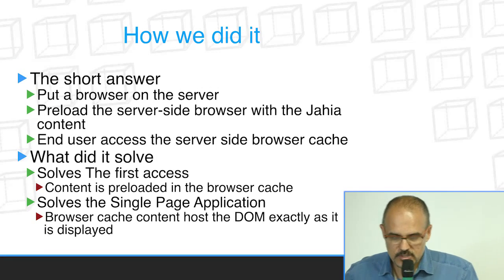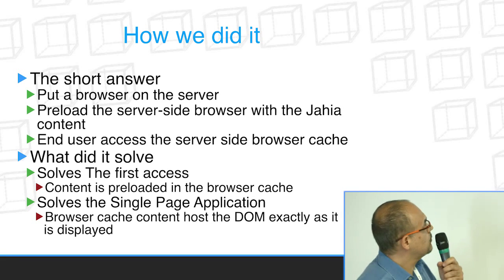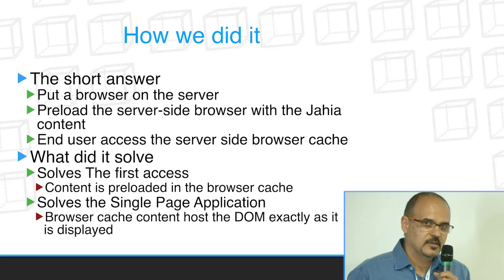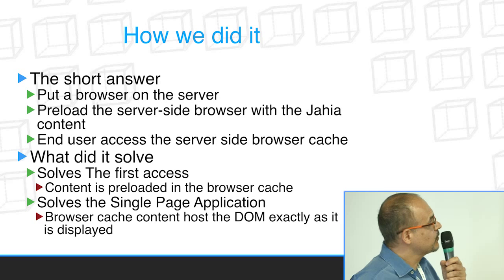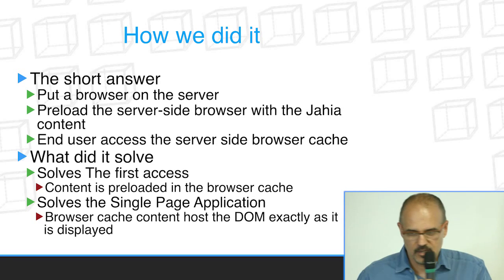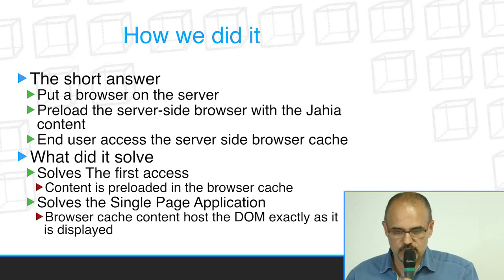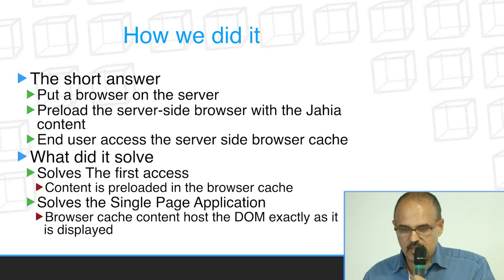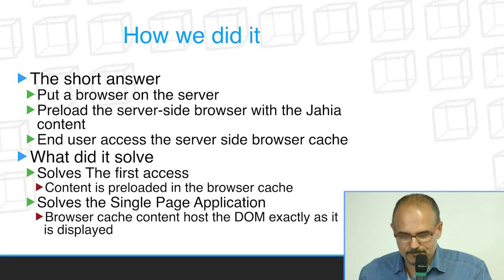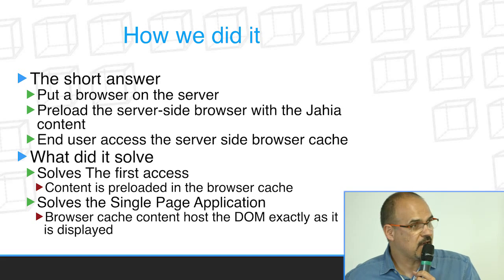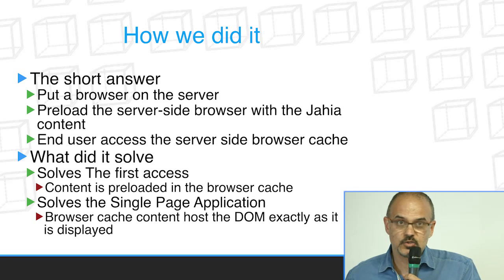So the short answer is, how did we do that? Simply put, okay, it's just an image, but we're going to come to the real solution. We just put a browser on the server. We preload the whole Jahia content into the server-side browser, and the end user, in fact, accesses the server-side browser cache. Which means that on the first access, when you go to the browser cache, you in fact have the final DOM, right? Document Object Model, which is the final content.